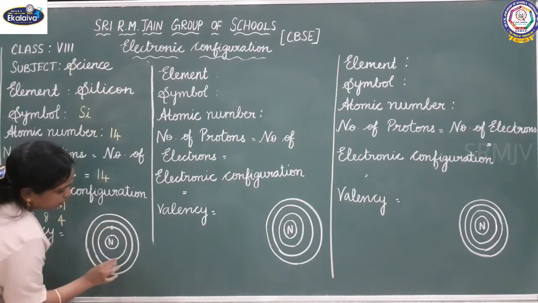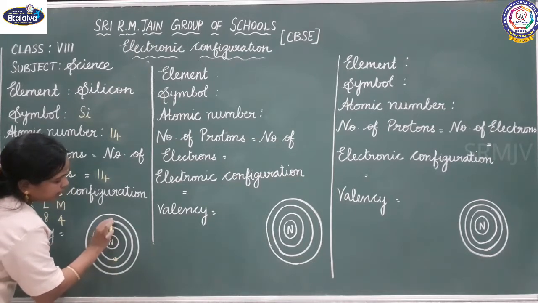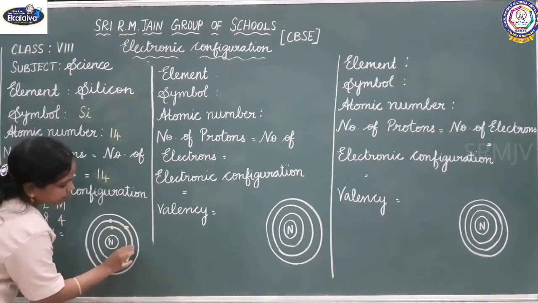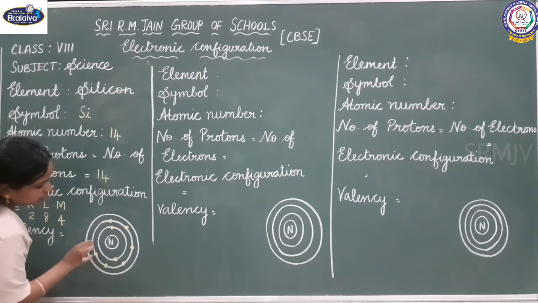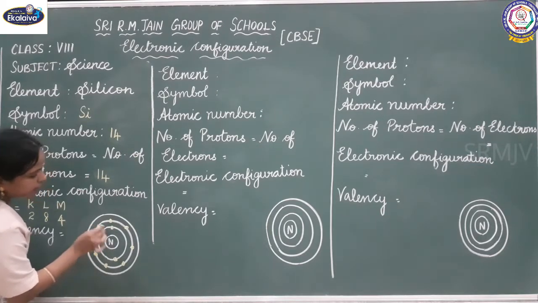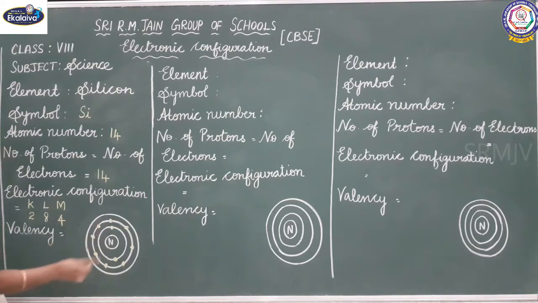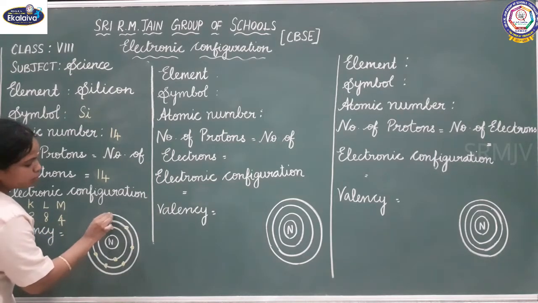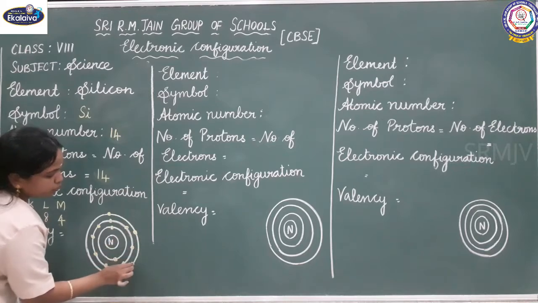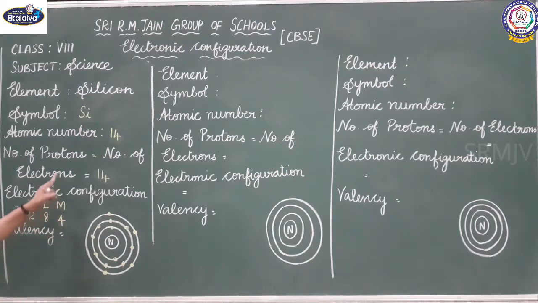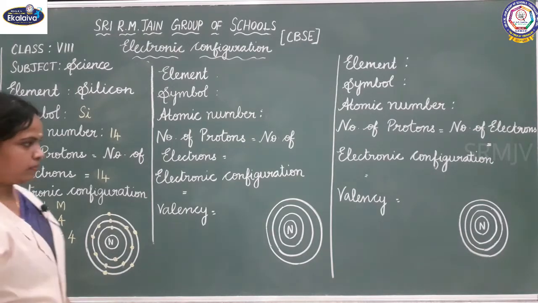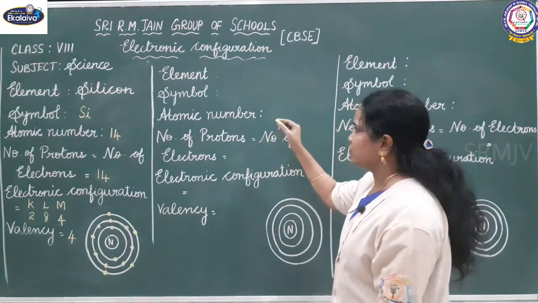So K shell 2 electrons, L shell 8 electrons: 1, 2, 3, 4, 5, 6, 7, 8. And the remaining 4 electrons in the M shell: 1, 2, 3, 4. So what is the valency of silicon, children? How many electrons are there in the outermost shell? 4 electrons. So 4 is the valency. Next element is phosphorus.